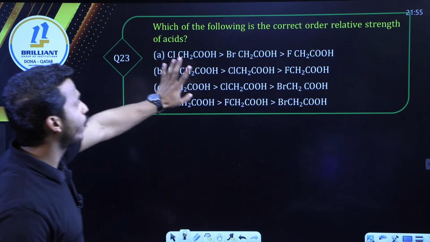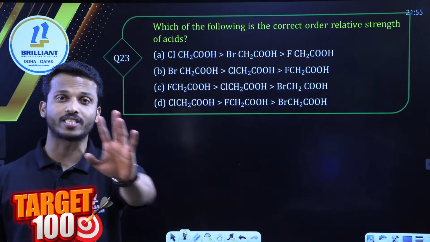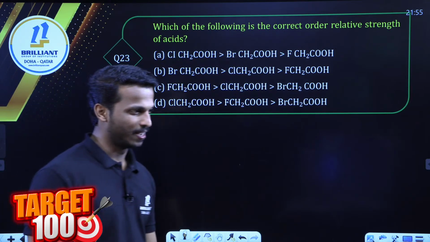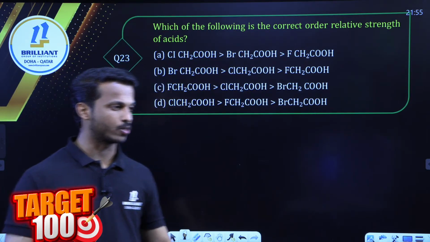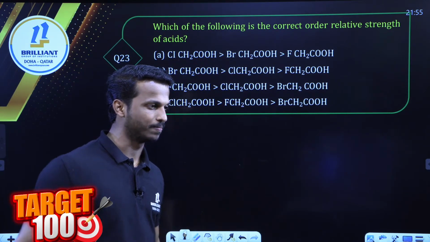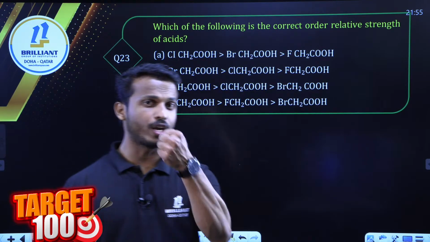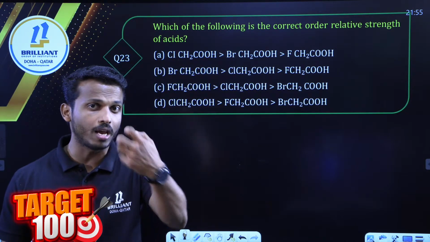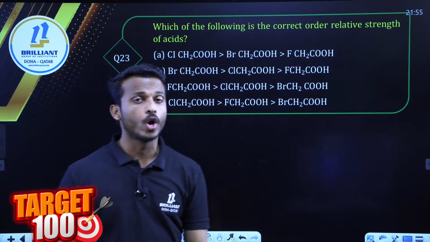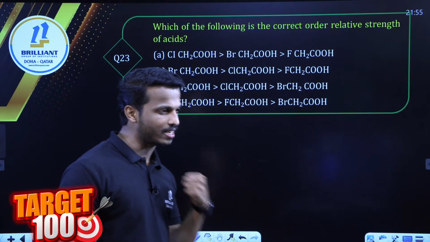Next one. Which of the following is the correct order of relative acidity strength? Which is more acidic among these? Fluorine, chlorine, bromine are all withdrawing groups. You know, withdrawing groups can make more acidity. Among fluorine, chlorine and bromine, fluorine is more electronegative, so it increases the acidity.